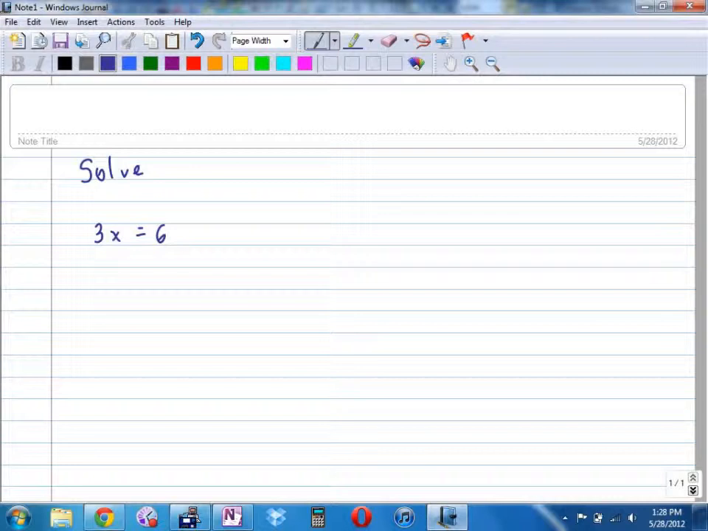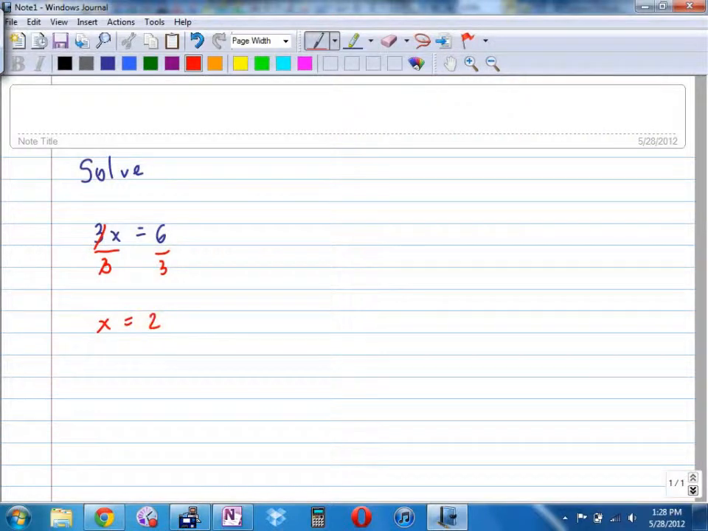Now, if you couldn't do it in your head, what you would try and do, Nicole, your strategy would be to get the x by itself. You would say, well, I'll divide by 3, I'll divide by 3, here the 3's cancel, and I get x equals 6 over 3, which is 2.